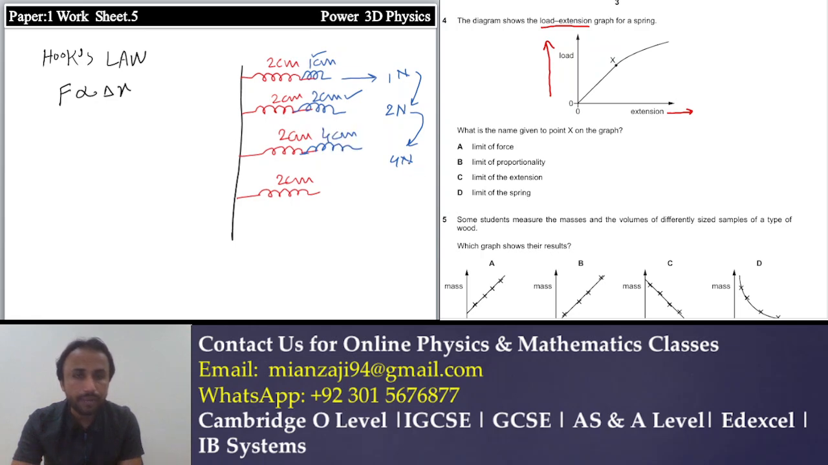If I again try to double the force to 8 Newton, the extension must be double of this length. It must be 8 cm, but it's not so. It increased up to 10 cm because the spring's flexibility does not allow it to follow this pattern.